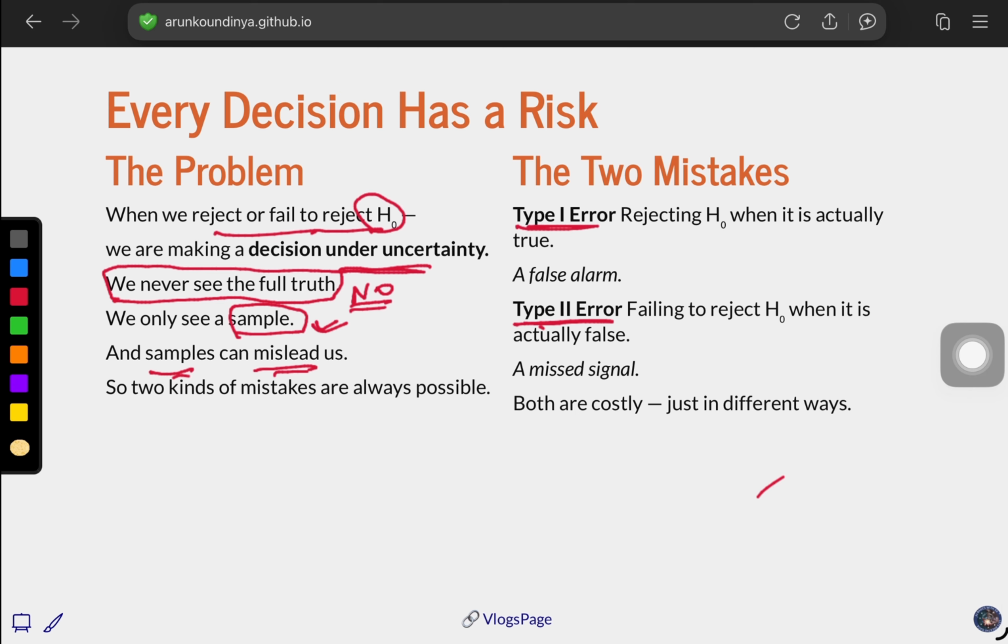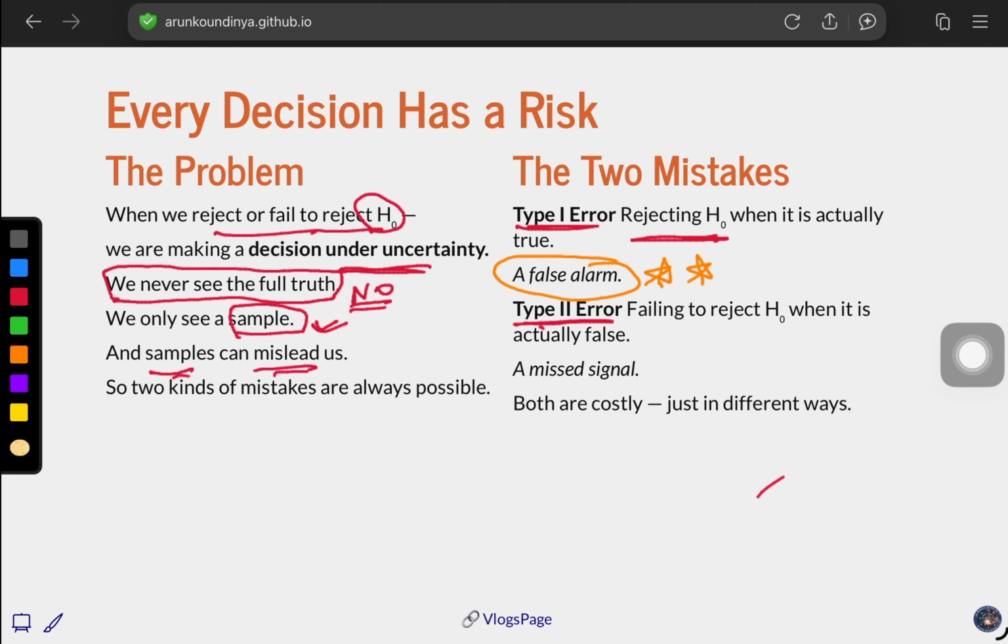When we reject a null hypothesis, we are actually claiming that whatever we hypothesized is true. Then what we may be doing is creating a false alarm. It means a person is not guilty, but we have announced a verdict of guilty. It's a false alarm, a miscarriage of justice. It can happen in a few cases, right?